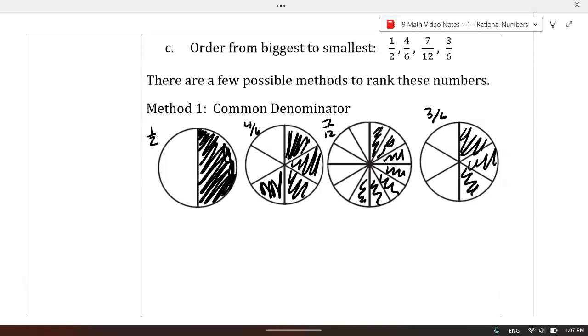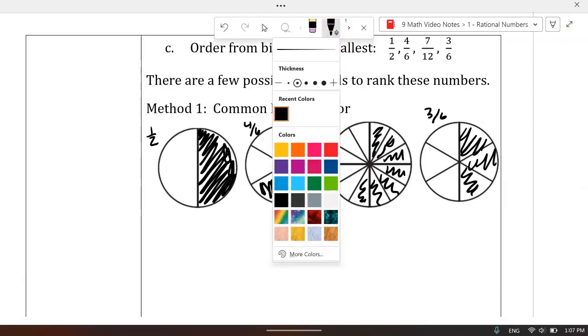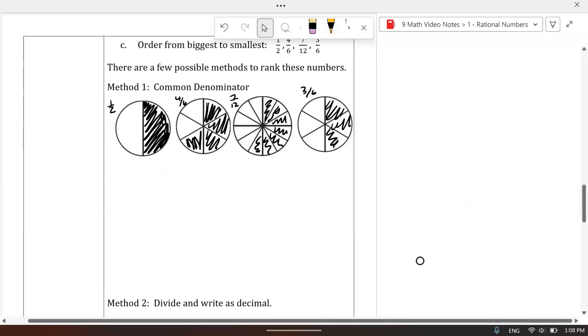Just by looking at them, I can see that my biggest one is going to be 4/6. Then my next biggest one is going to be 7/12, and then I have these two right here as the exact same. Okay, 1/2 and 3/6 are the exact same. But what happens if I split them all into lowest common denominators?